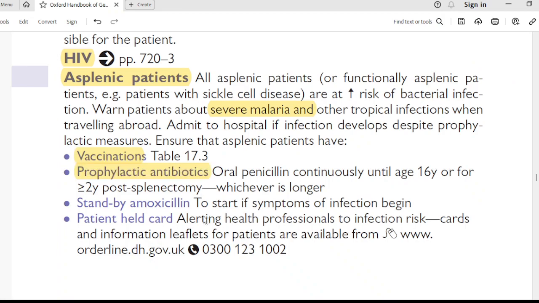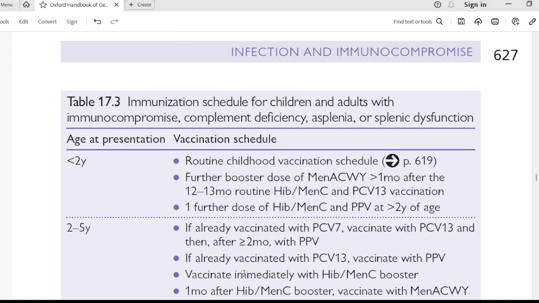Prophylactic antibiotics. Oral penicillin continuously until the age of 16 or for 2 years post splenectomy, whichever is longer. Standby amoxicillin to start if symptoms of infection begin. Patient health cards alerting health professionals to the infection risk, and information and referrals for patients, are available from the website.